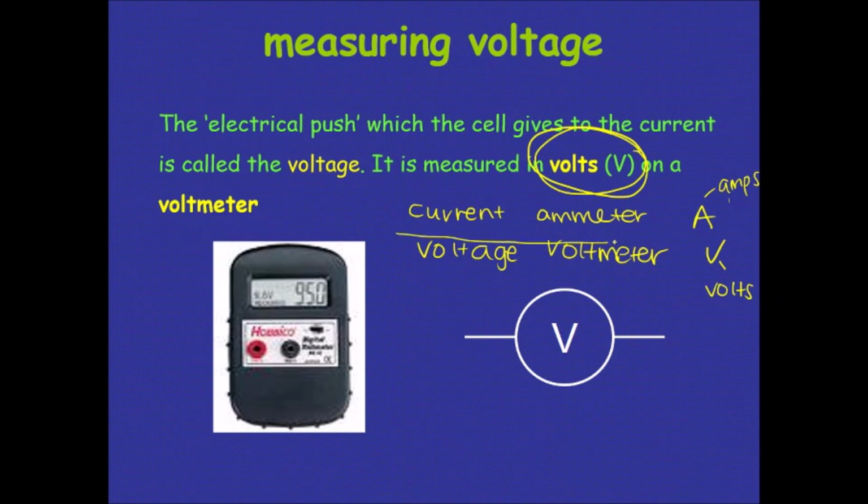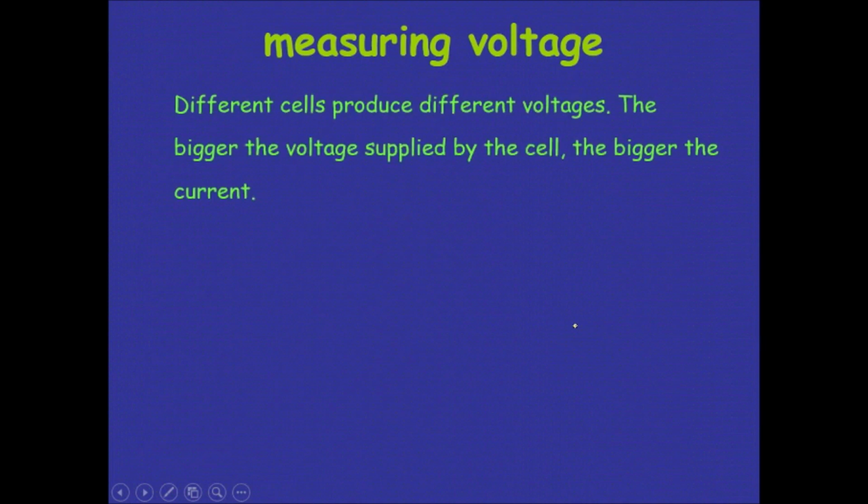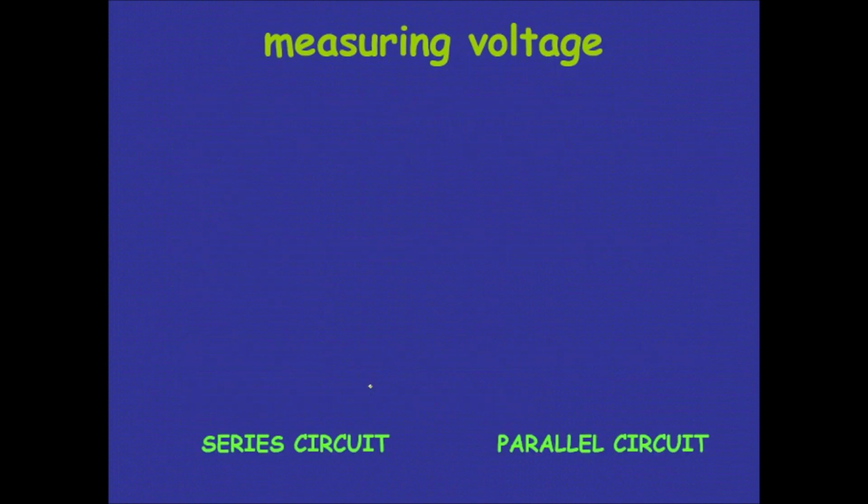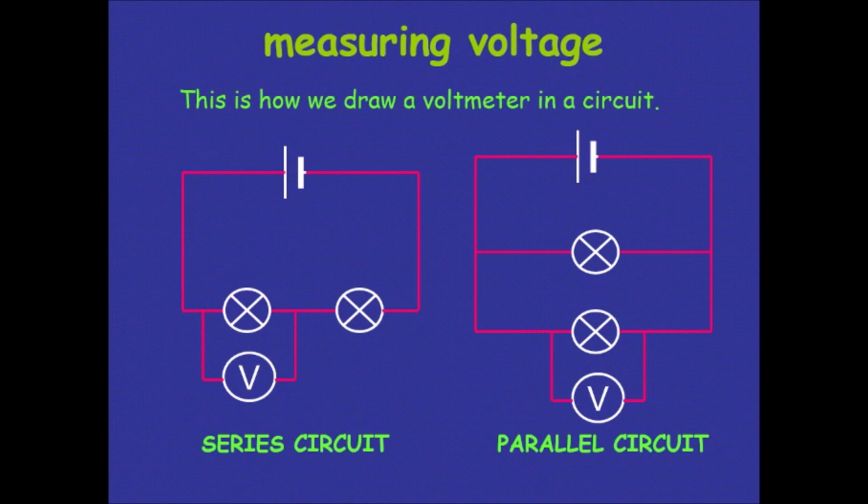So that's just a quick recap. This is a voltmeter, and we use the same kind of drawing as the ammeter, but instead of A, we put V. So how do we measure voltage? Different cells produce different voltages. The bigger the voltage supplied by the cell, the bigger the current. Unlike an ammeter, a voltmeter is connected across the components, like light bulbs, resistors. Scientists can usually use the term potential difference when they talk about voltage. So this is how you would draw a voltmeter in your circuit.